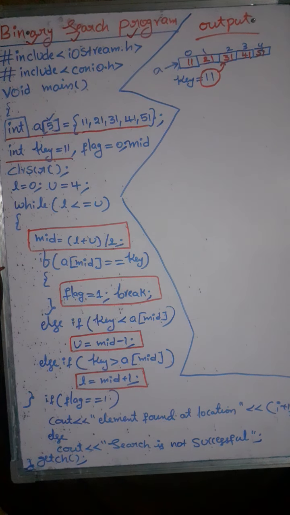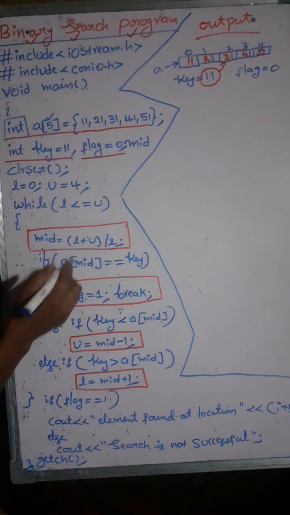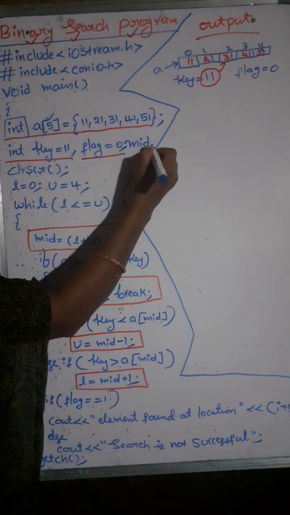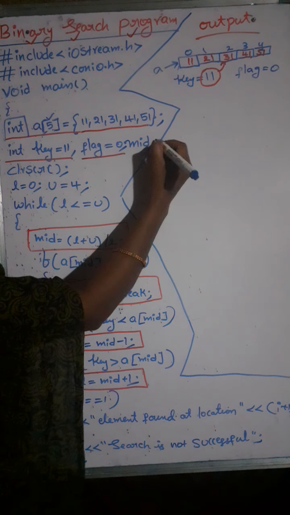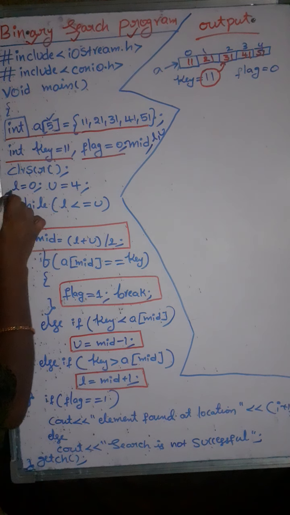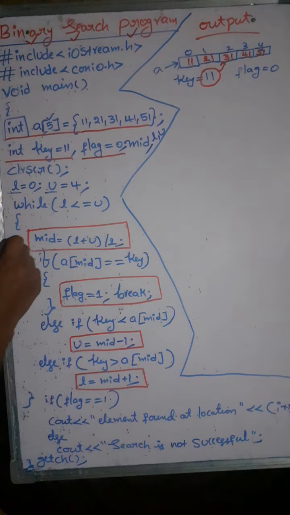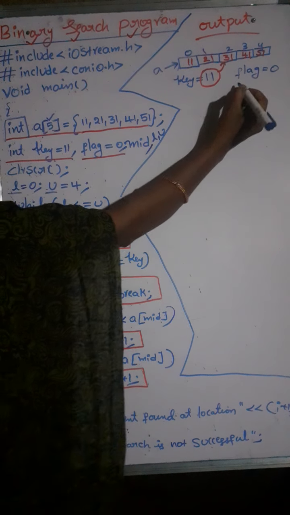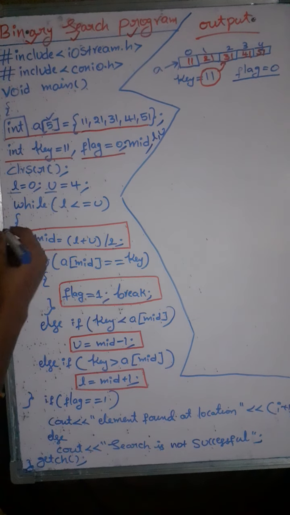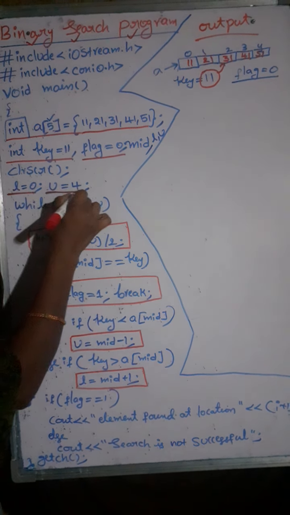Then I have another variable, flag equals 0, and I have another variable, mid. I forgot to declare two variables, lower bound and upper bound. So lower bound, upper bound and mid are the 3 variables. Flag value equals 0. What is the next statement? Lower bound equals 0, and upper bound equals 4.